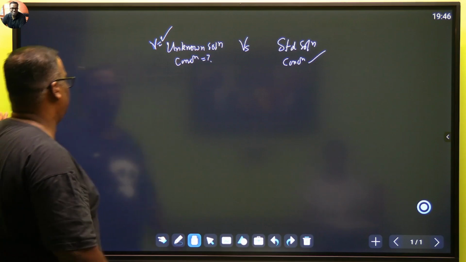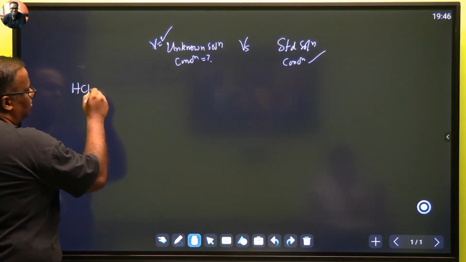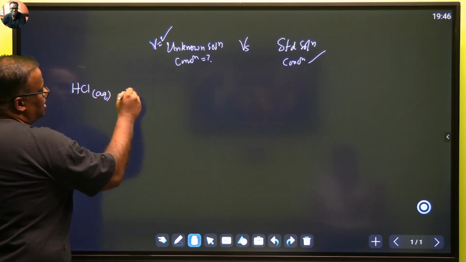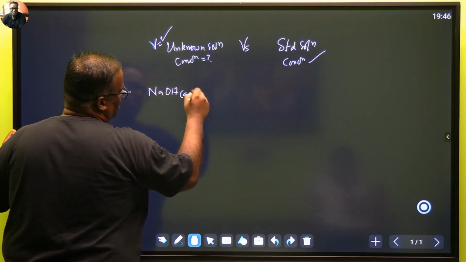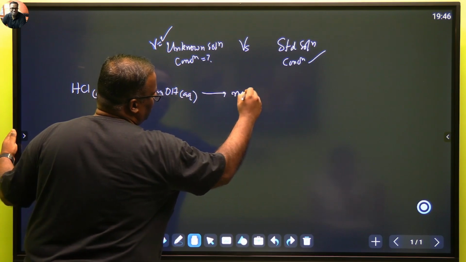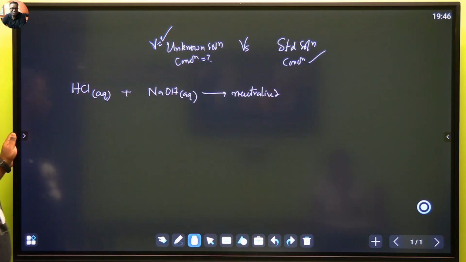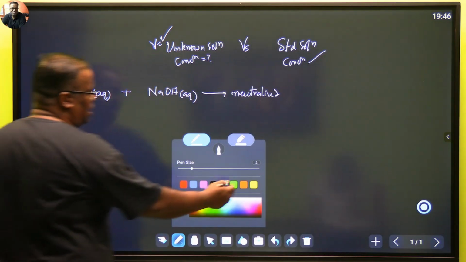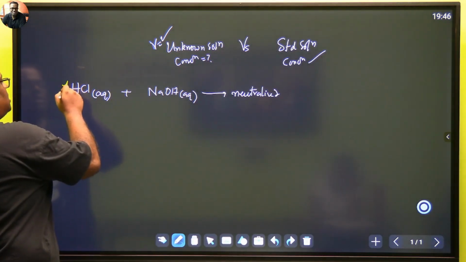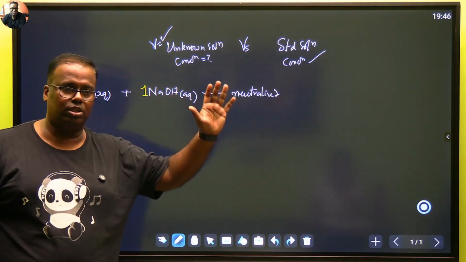Let's state our problem. Our problem was that we titrated HCl aqueous against NaOH aqueous and we neutralized it. We had neutralized it. Are we fine? In standard format, we say that such a neutralization between HCl and NaOH always happens as 1 mole can neutralize 1 mole. This is a truth.